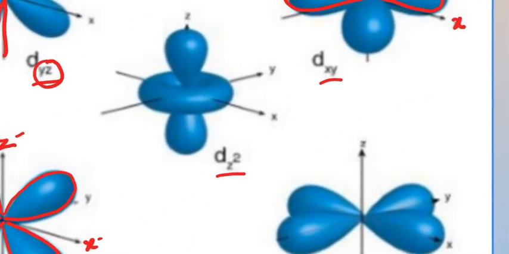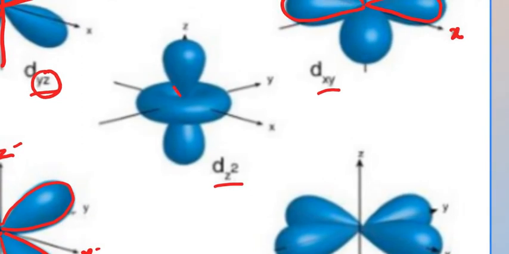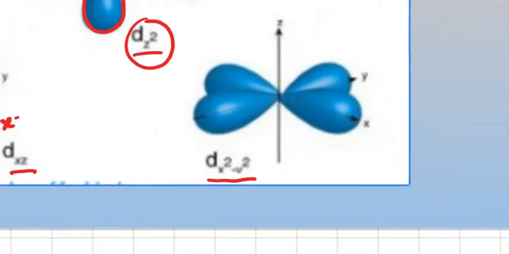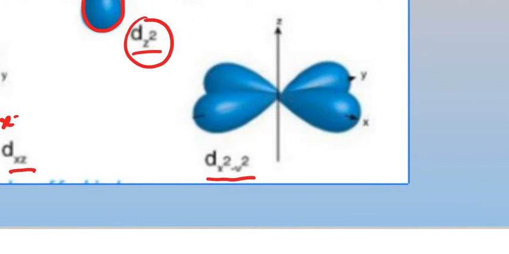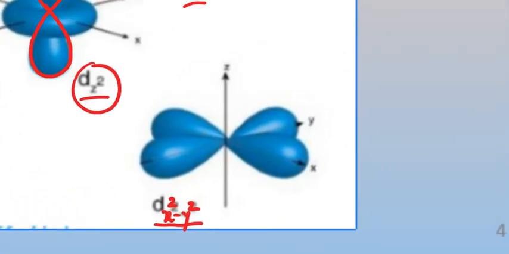The next one is dz square. It means that the lobe is present along the z axis, right? So this is the d orbital which is present along the z axis, and it is usually represented as dz square. And the last one is dx square minus y square. It means that the lobe is along the axis. This is x, right? And the other one is along the y axis. We call it x square minus y square.